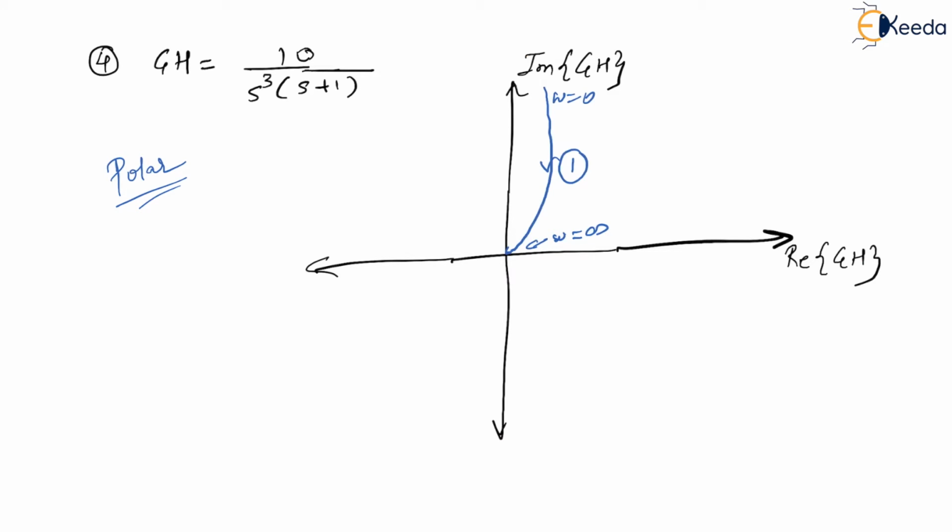If you think of the second step, it is the mirror image. How to do the mirror image? Mirror image about this real axis, so this becomes this way. This becomes a mirror image. This is step 2. What about step 3? You observe that you have got 3 poles at origin, which means I need to have 3 semicircles of infinite radius.